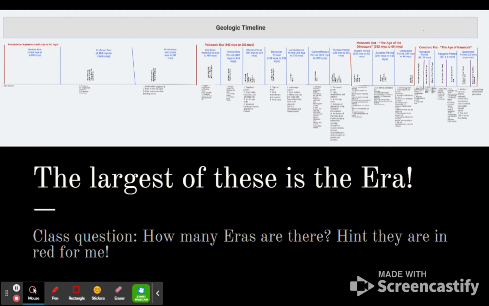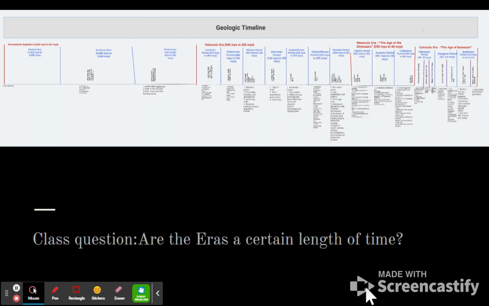Jakari. 4. Chastity. 4. Yes, 4. Another class question: are these eras a certain length of time? Are they all equal? Hands up. Chastity. No, they're not all equal. Jason. No. Juliana. No, certain. Okay. Freelon. No, they're not equal. Jay. It seems we all agree. The eras are not one specific length of time. They're not delineated by chunks of time like 5 million years or anything like that.